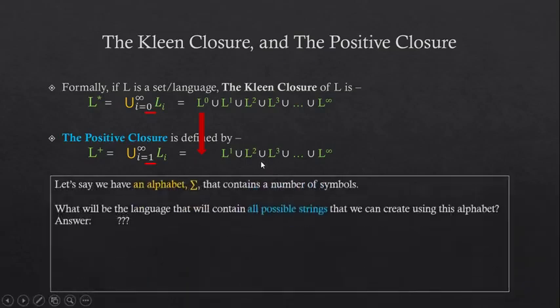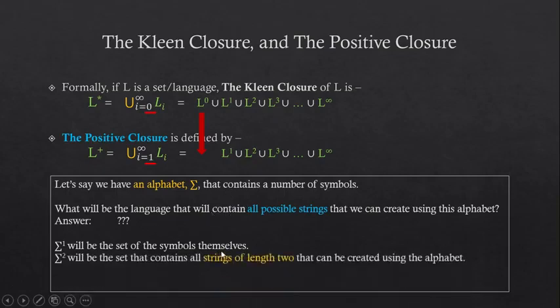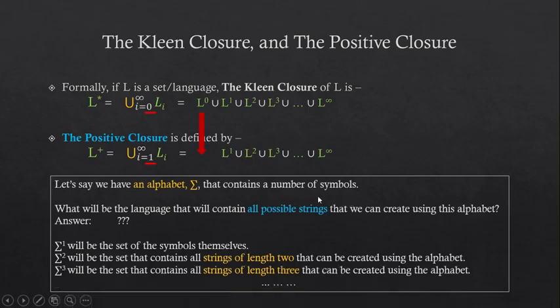Now let's say we have an alphabet sigma that contains a number of symbols. What do you think will be the language that contains all possible strings that can be constructed using these symbols? Or in other words, what will be the universal set for this alphabet? Well, sigma to the power 1 will have all the symbols of length 1, that means the symbols themselves. Sigma to the power 2 will contain all the strings of length 2 that can be constructed using these symbols. Sigma to the power 3 will have all the strings of length 3. So simply, if we take the Kleene closure, we will have all the strings of every possible length that can be constructed using the symbols. In other words, we will have our universal set. So this is important. If we take the Kleene closure of the alphabet, we get the universal set.